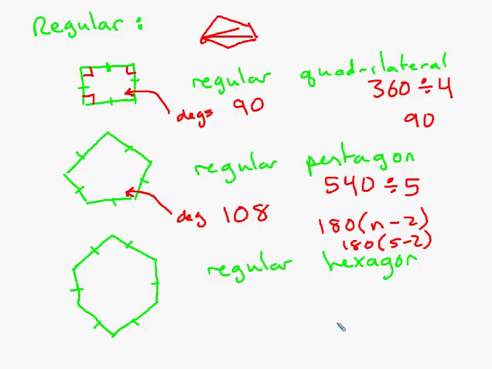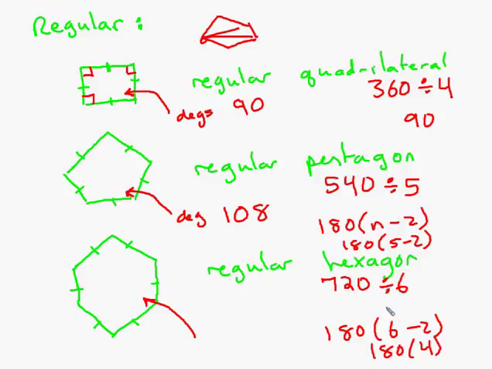Now we haven't actually done the hexagon, so let's go ahead and do that. We have 180 times 6 minus 2, using our formula before. And we have 180 times 4, which is how many degrees in this? 720. So if I wanted to know one of these angles, what would I do? Divided by 6. So 720 divided by 6 is 120. Notice how it's increasing.